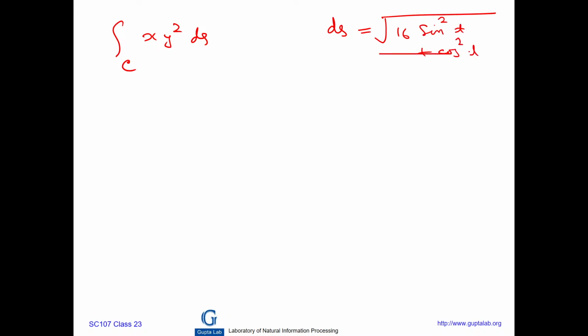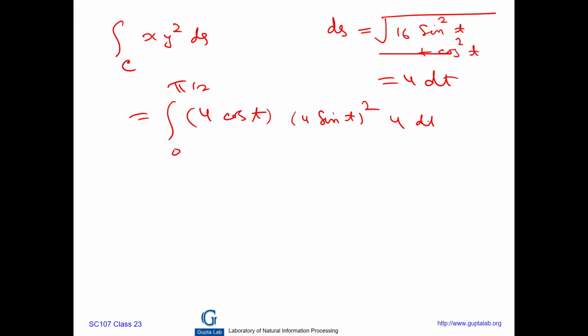Last one, when we want to compute integration along C of x y square ds. First of all, I need to find ds. ds will be square root of dx over dt whole square plus dy by dt whole square. So this will be 16 times sin square t plus cos square t, which is equal to 4 dt. So this whole value will be integral 0 to pi by 2 of 4 cos t times 4 sin t whole square times 4 dt, and this turns out to be 256 by 3. So this is all for line integrals.